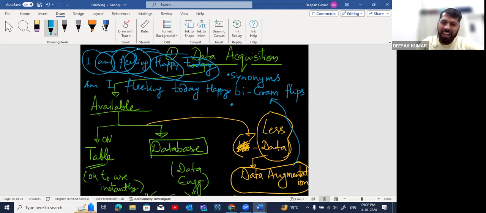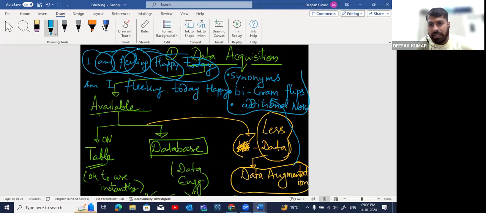Then we can add additional noise too. As far as text is concerned, the noise is said to be stop words, sometimes URLs, mostly. We also use emojis. We are so fond of using emojis in today's world. Such techniques could be used to augment the data, to increase the number of rows we are feeding to the machine.